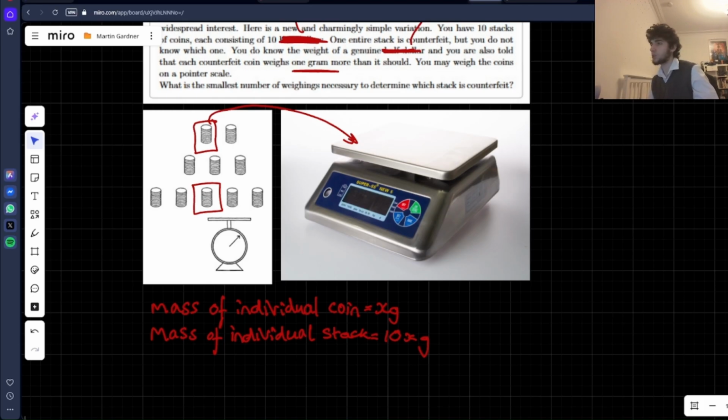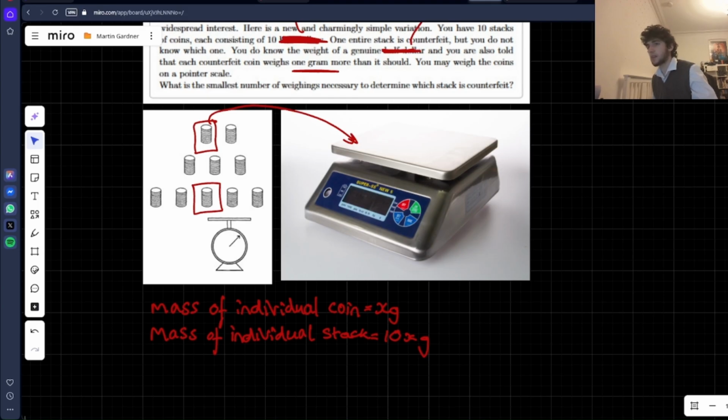Then you'll be able to tell just from putting that one stack on the scale that that stack is real, because you know what the mass of that individual stack should be, in theory, if the coins are real. So when I put a stack on the scales, I can immediately tell whether it's real or fake, because I know what I'm expecting there, 10x.